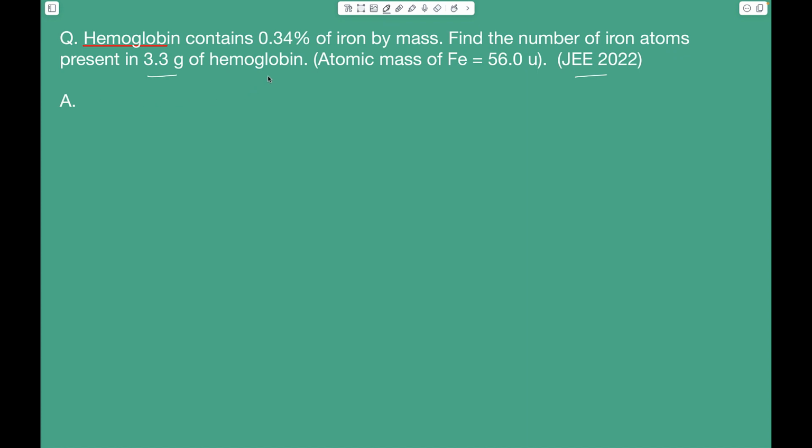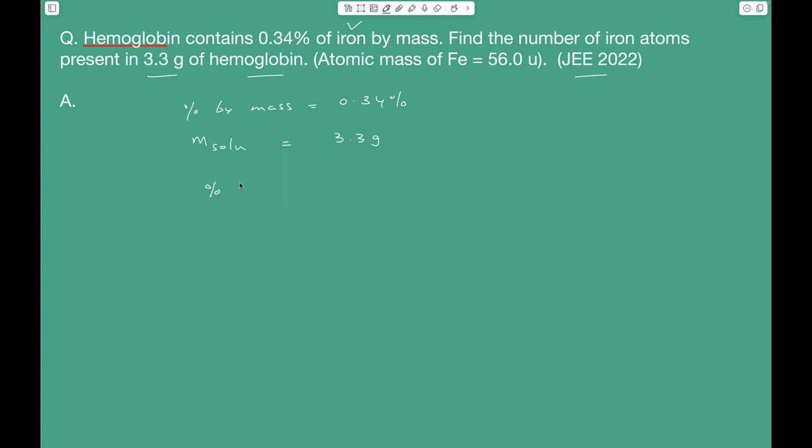Now, assume that hemoglobin is a solution in which iron is the solute. So, we are given the percentage by mass of this solution, that is the concentration of the solution, as 0.34%, and the mass of the solution is given as 3.3 grams, and we have to find out the number of iron atoms. To find out the number of iron atoms, first you must figure out the mass of iron present in 3.3 grams of hemoglobin. How do we figure that out?